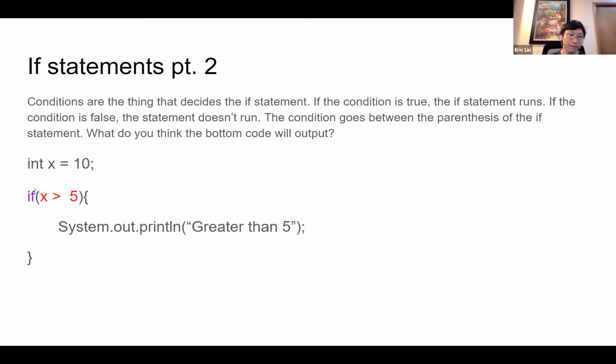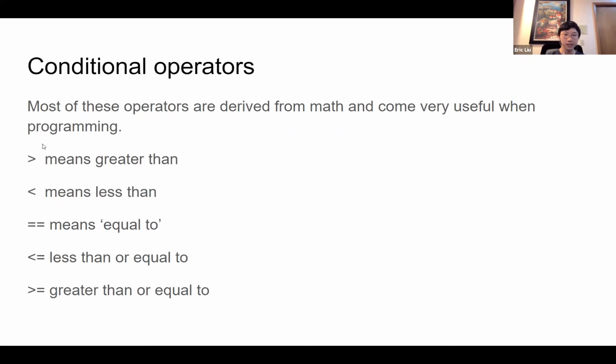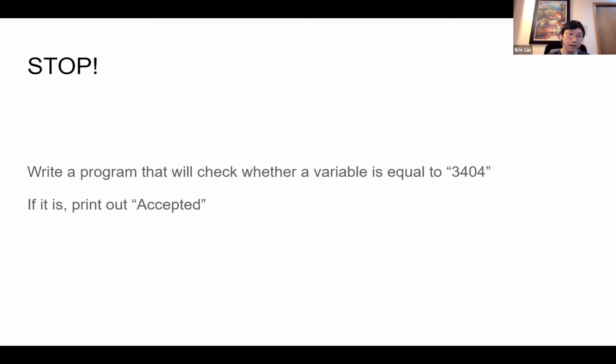So you have the if, which is a keyword, then parentheses, and inside the parentheses you put your statement. If that statement is true, for example 10 is greater than 5, then it runs the code inside your curly brackets. Here are all of the operators. Greater than was the one we used here. Also less than, less than or equal to, greater than or equal to, and then two equal signs is equal to. The reason it's not one equal sign is because that's reserved for setting variables, like int i equals 10.